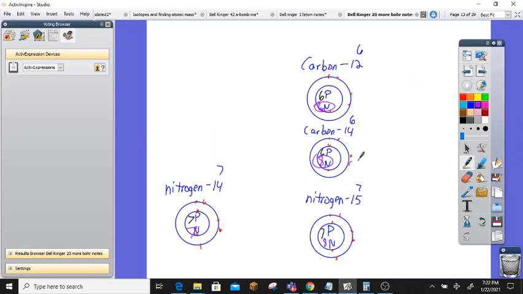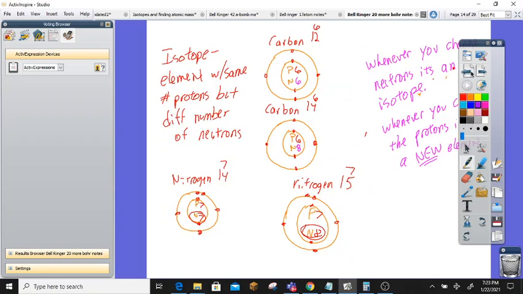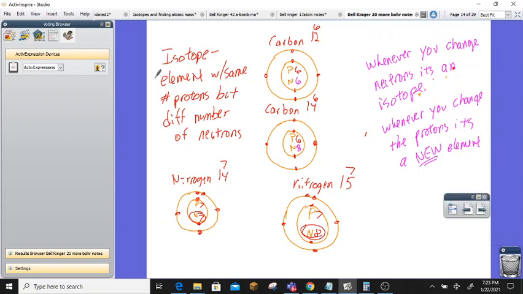Okay. The bottom number can change. It's still the same element, but this is called an isotope. There we go. So an isotope is an element with the same number of protons but different number of neutrons. So this is the slide before it. I'm just adding this part right here. You can just copy this part. Whenever you change the neutrons, it's an isotope. Whenever you change the protons, it's a new element.